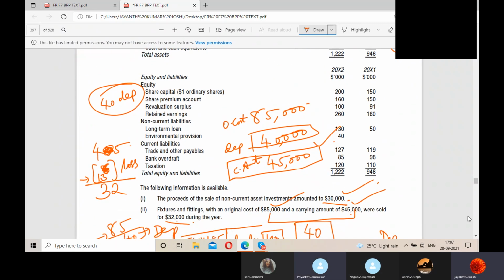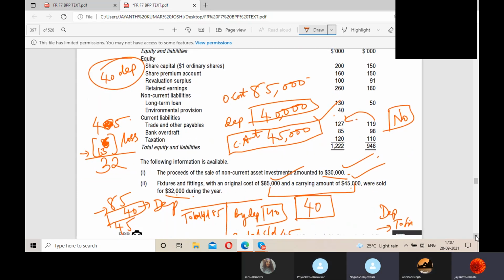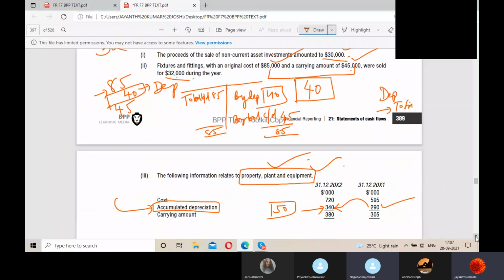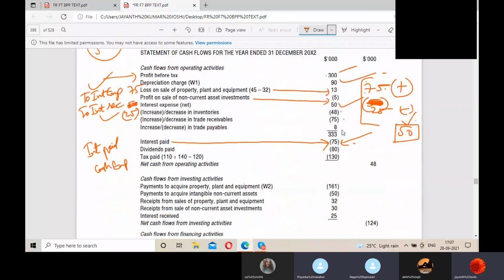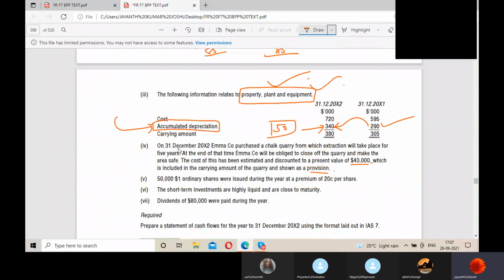Yes, sir. Now trade payables have increased. That means did you make the payment? No, sir. So the difference you'll add back. What's the difference? 8. Add 8. So this is all done, and then dividend paid is given. You need to subtract because it's a cash outflow.